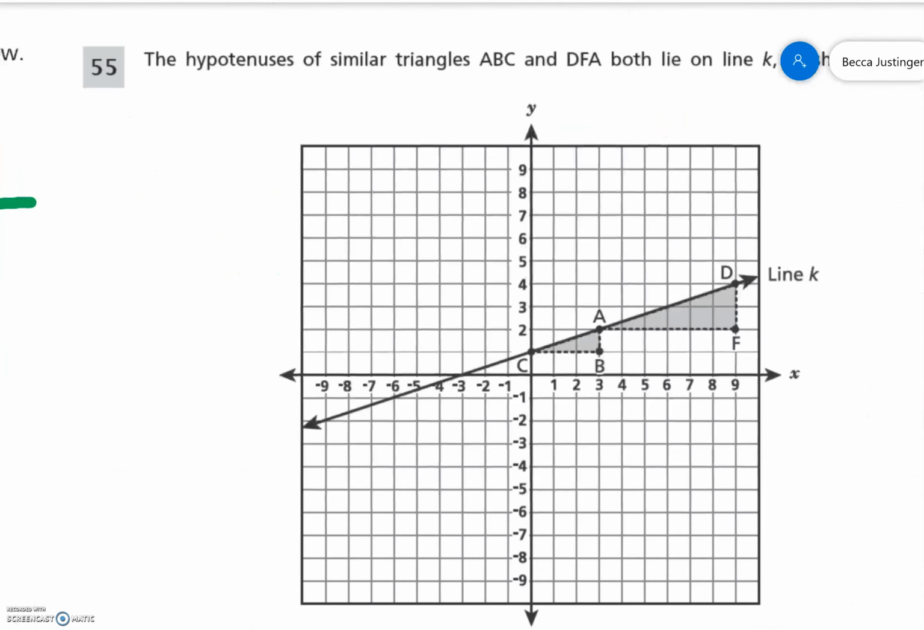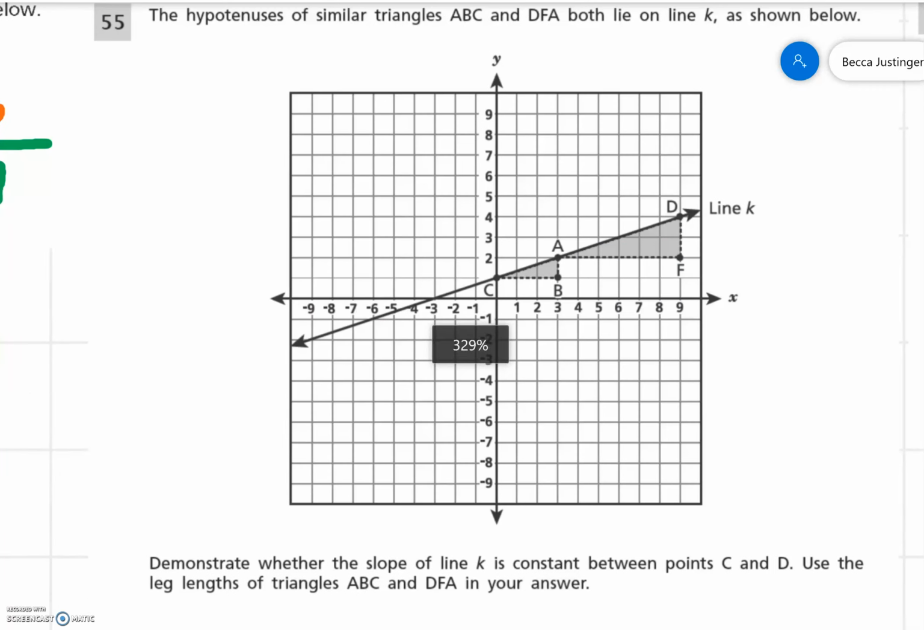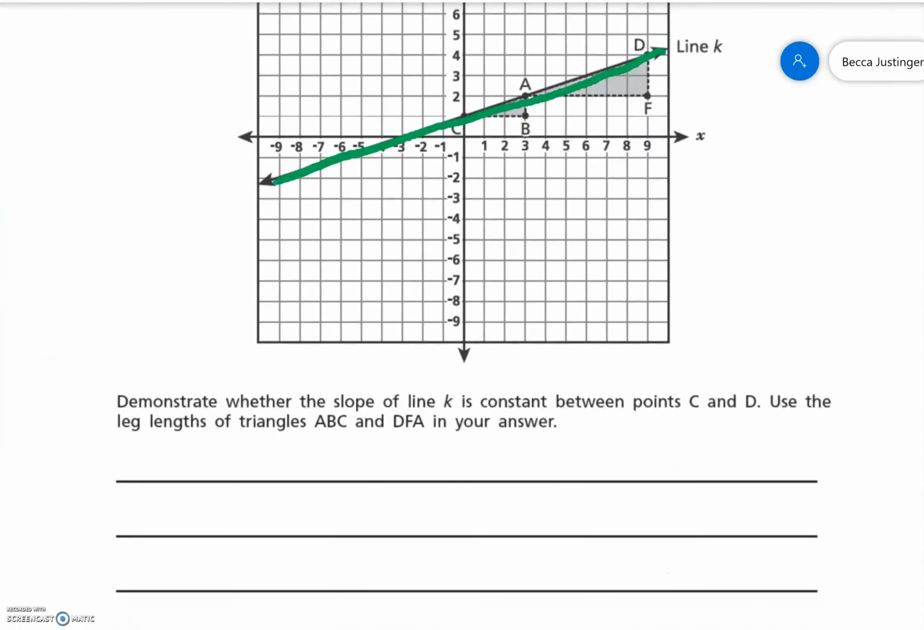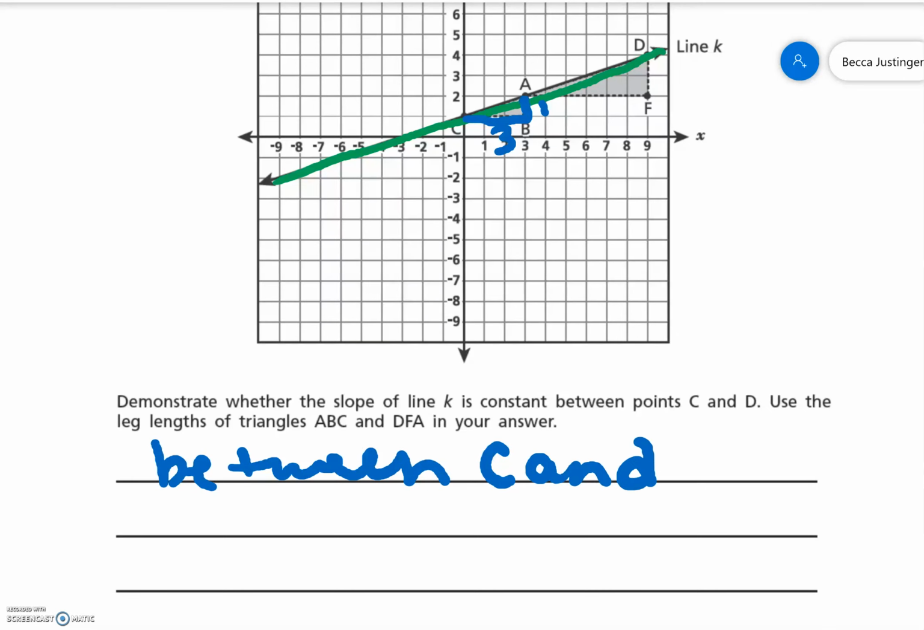Number 55. The hypotenuses of similar triangles ABC and DFA lie on line K, shown below. Demonstrate whether the slope of line K is constant between points C and D. Use the leg lengths of triangles ABC and DFA in your answer. So here, the leg lengths is our rise over our run. So this is 1 and 3. So between C and A, the slope, rise over run, is 1 over 3.